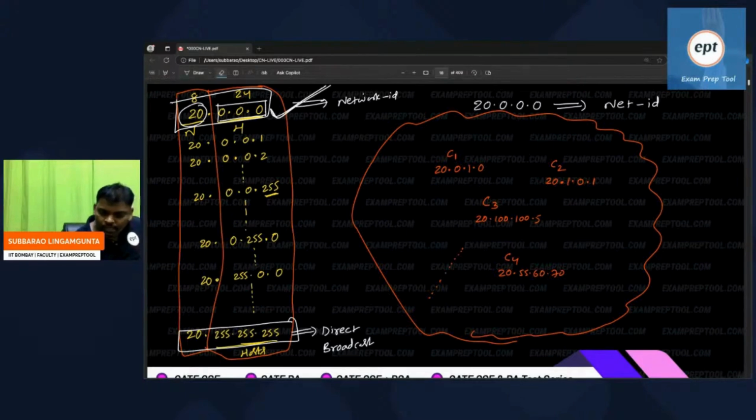Direct broadcast address. These are special addresses. Please be careful. The first IP you cannot use, and the last IP you also cannot use. They are for special purposes.